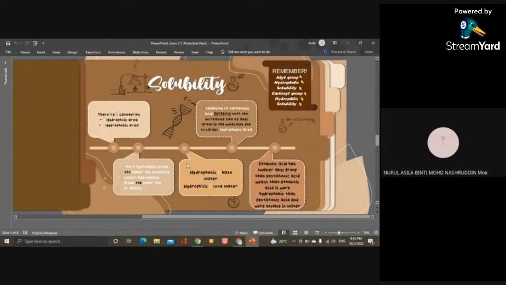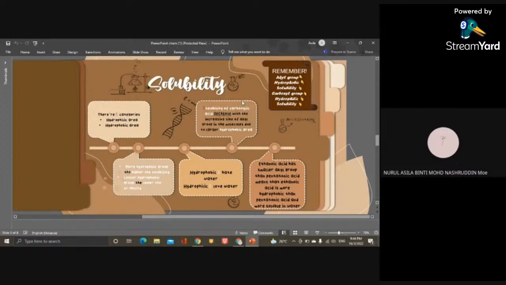Solubility can be divided into two categories. The first one is the hydrophilic area and the second one is the hydrophobic area. As we know, hydrophilic means loves water and hydrophobic means hates water. So the more hydrophilic groups, the higher the solubility. The fewer hydrophobic groups, the higher the solubility.